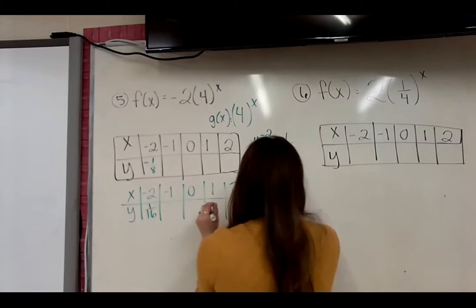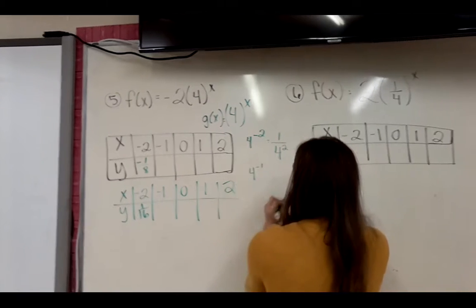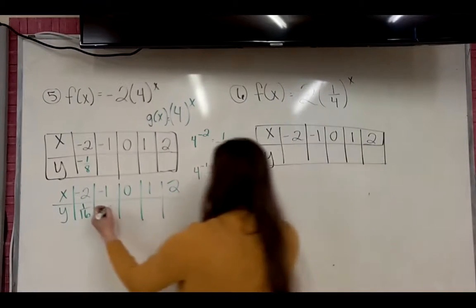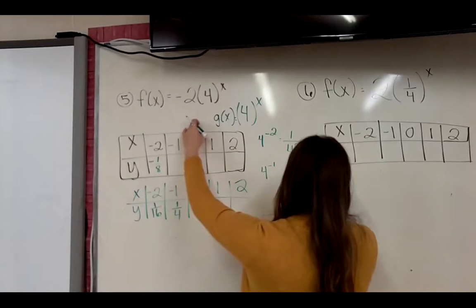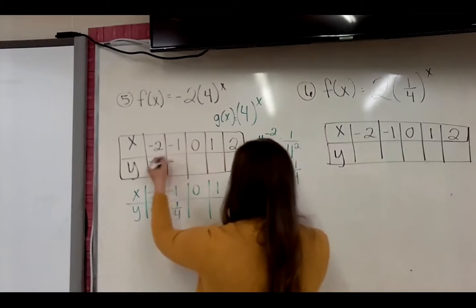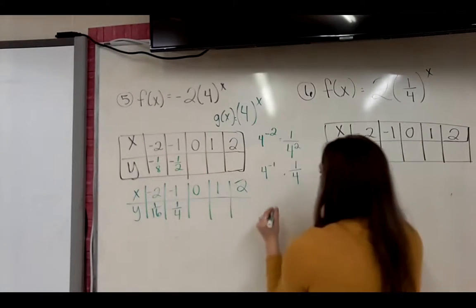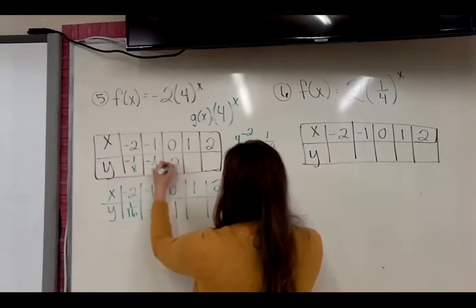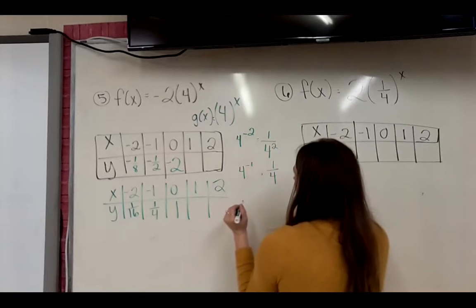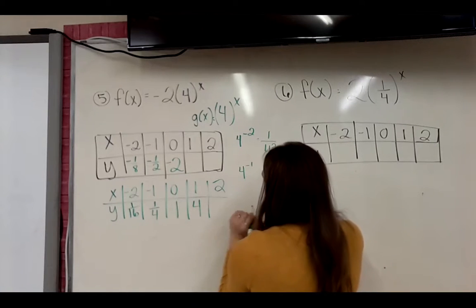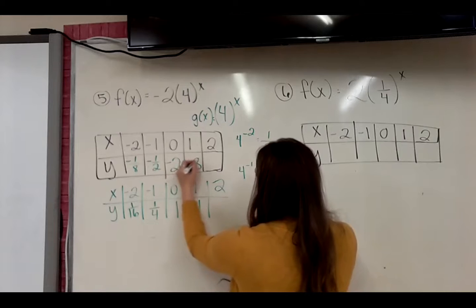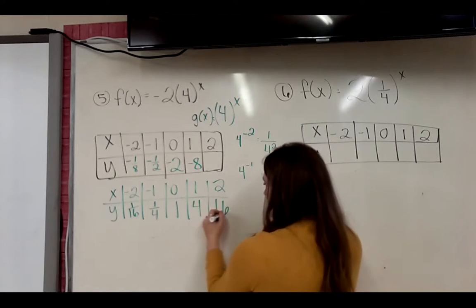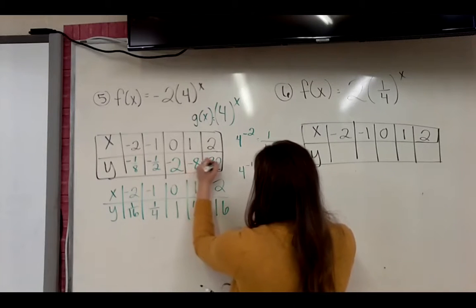Okay, let's see, then 4 to the negative 1 power. That would just be 1 over 4. And then 1 over 4 times negative 2 is negative 1 over 2. Then 4 to the 0 power is just 1. 1 times negative 2 is negative 2. 4 to the first power is just 4, and 4 times negative 2 is negative 8. And then 4 to the second power is 16, times negative 2 is negative 32.